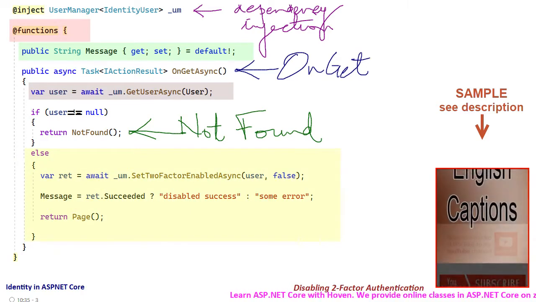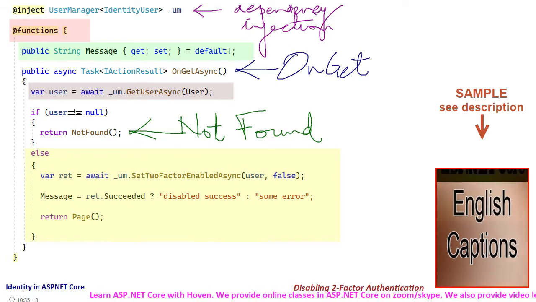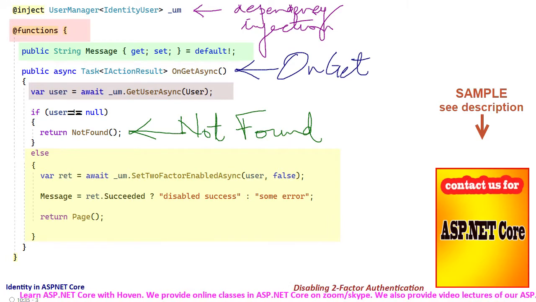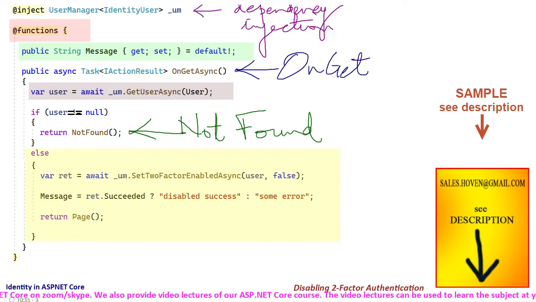Otherwise, the SetTwoFactorEnabled method of the user manager service is used to disable two-factor authentication. If the function succeeds, we set the Message property to show a success message, otherwise we show a failure message.